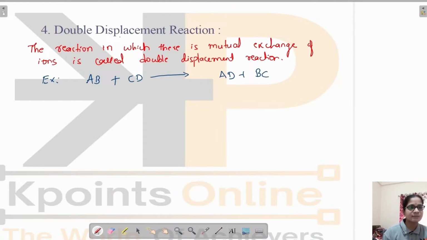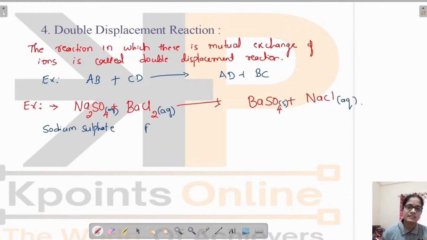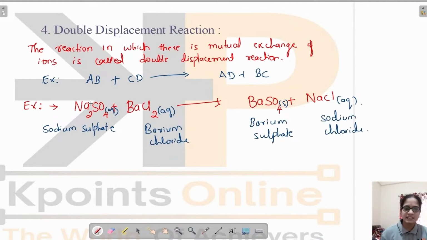Okay, let us see the examples. Reaction of sodium sulfate and barium chloride. It results in the formation of barium sulfate and sodium chloride. Okay, it is sodium sulfate. This is barium chloride. This is barium sulfate. This is sodium chloride. See here, there is a mutual exchange of ions.